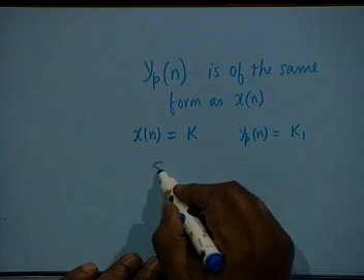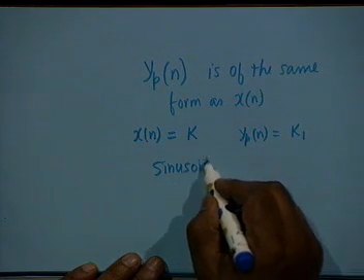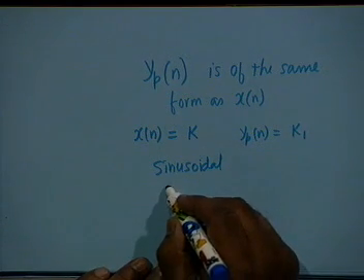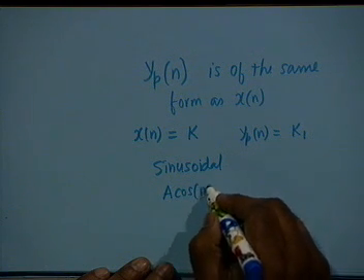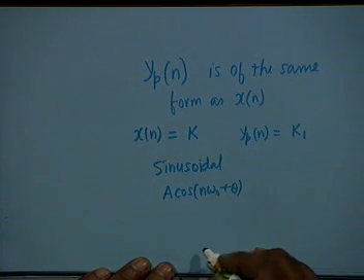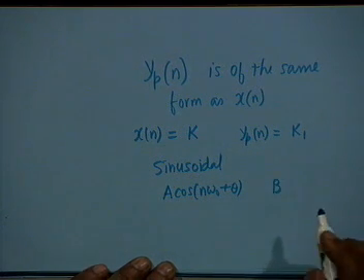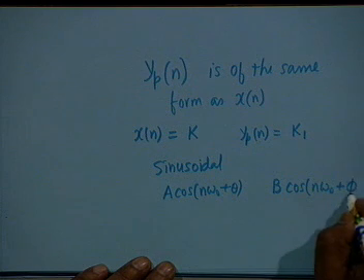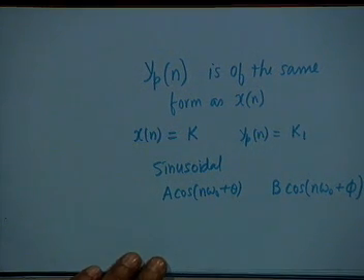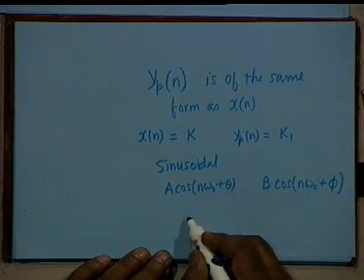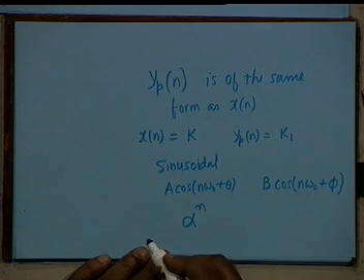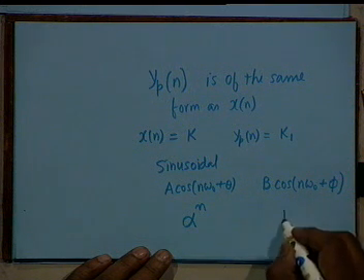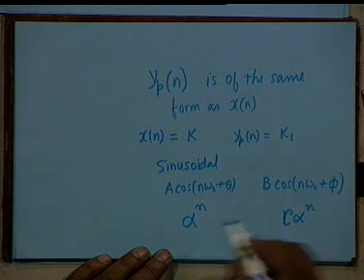If x of n is sinusoidal, then yp of n shall also be sinusoidal. That is, if x of n is, let us say, cosine of n omega 0 plus theta, then yp of n would be some other constant b cosine of n omega 0 plus some other phase phi. If x of n is, let us say, alpha to the power n exponential, then yp of n shall also be some other constant, let us say c alpha to the power n.